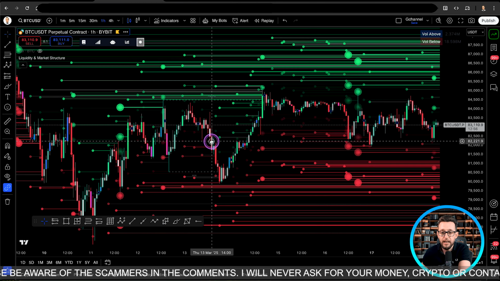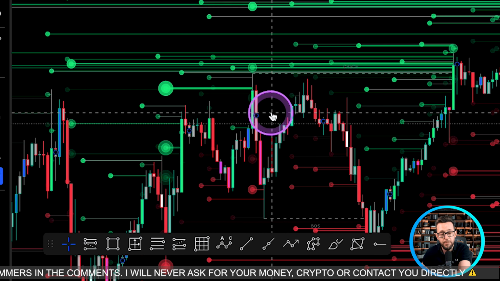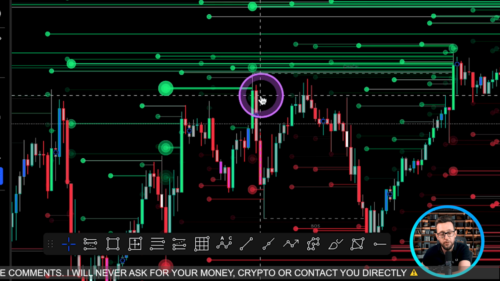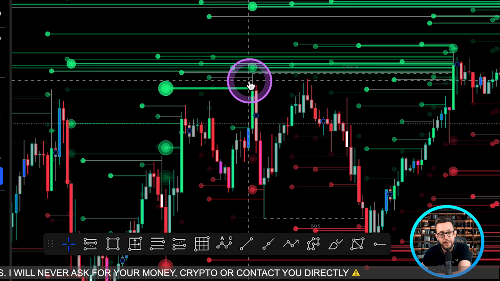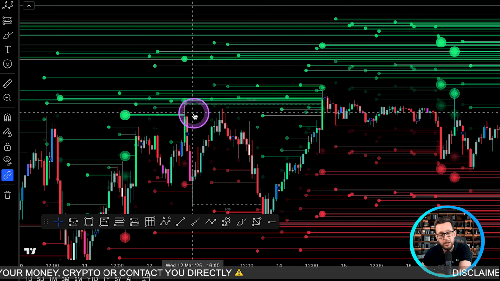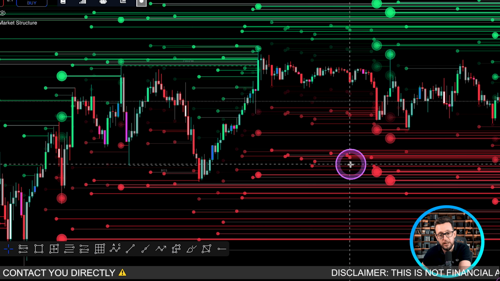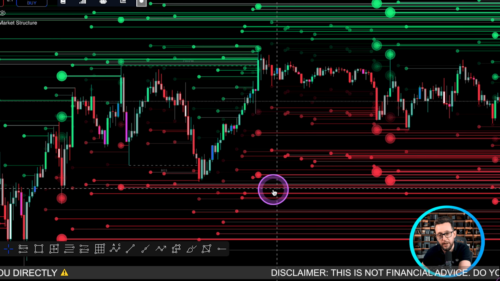What this does is it allows us to see where liquidity is in the market. We're taking these big candles with lots of volume. We're trying to work out exactly where they would have added their stop losses. By calculating the leverage, we can see above and below us where potential stop losses from high volume traders have been placed.